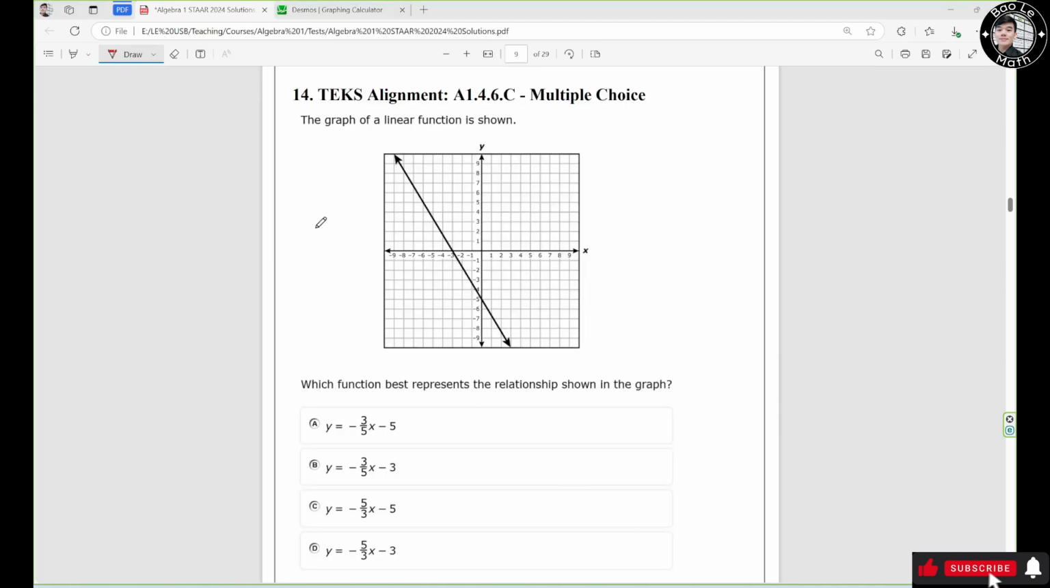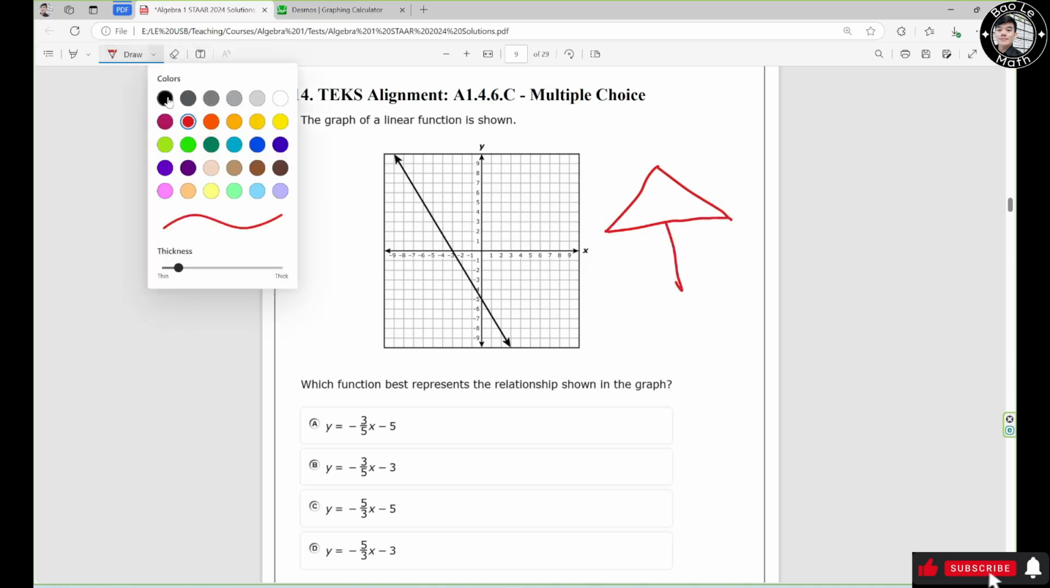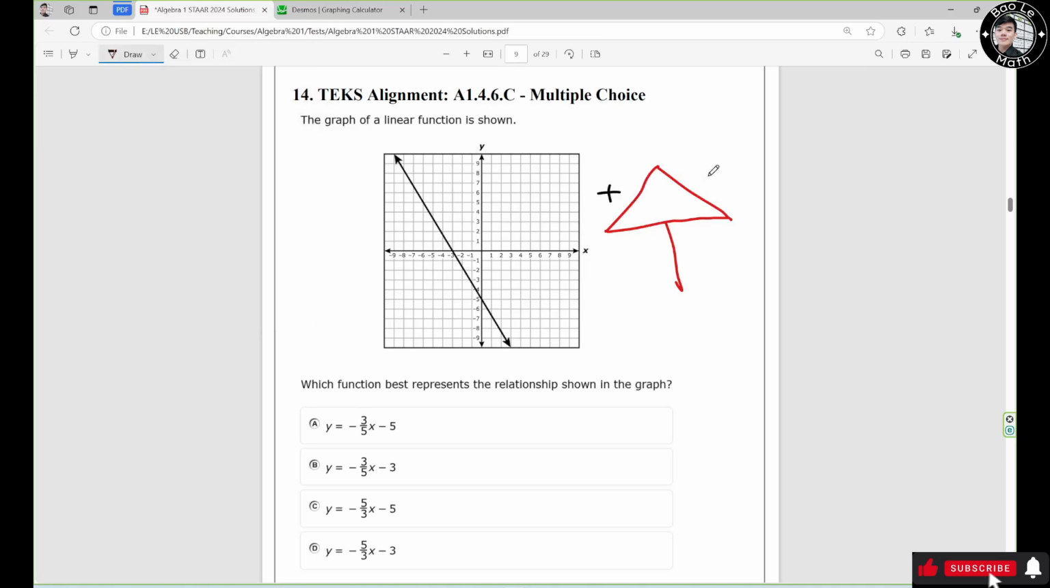Now let's move on to question number 14. Which function best represents the relationship shown in the graph, right? So this is a linear function. Now use the Christmas tree trick. Alright, if the line goes this way, the slope is positive. If the line goes this way, the slope is negative. If the line is horizontal, the slope is 0. If the line is vertical, the slope is undefined.